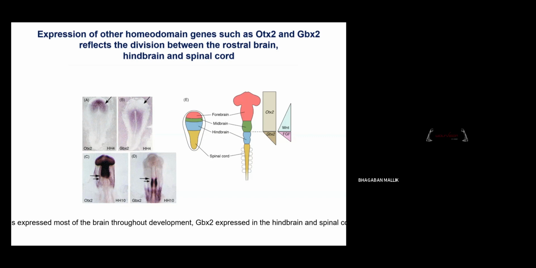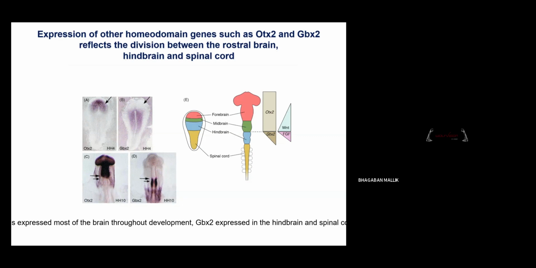So these are the sets of genes that you want to remember: which gene is required for the midbrain or forebrain development, and which gene is required for the hindbrain or the spinal cord development. So just remember the two sets of genes. OTX2 is required for the forebrain and midbrain development, and GBX2 is required for the hindbrain and spinal cord development.